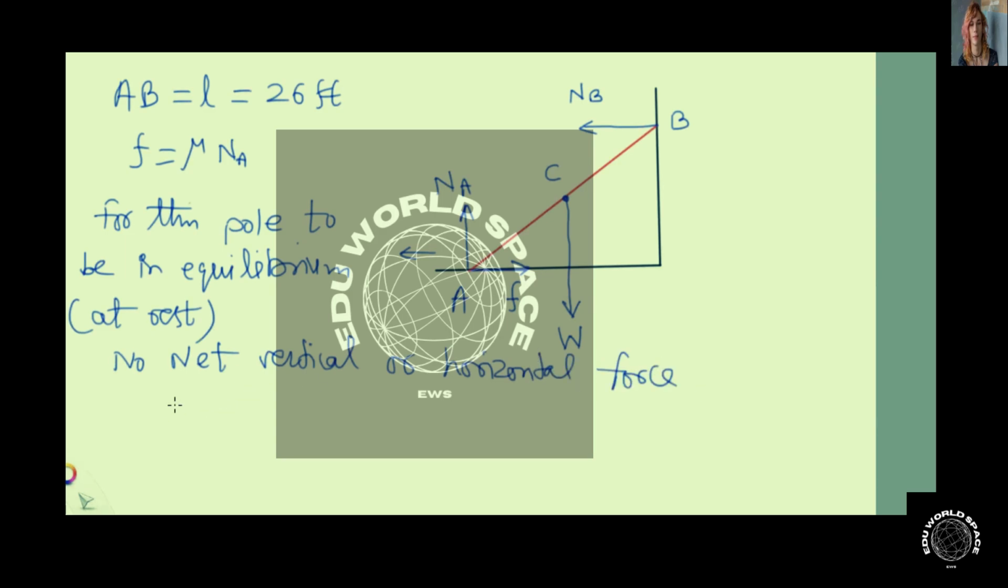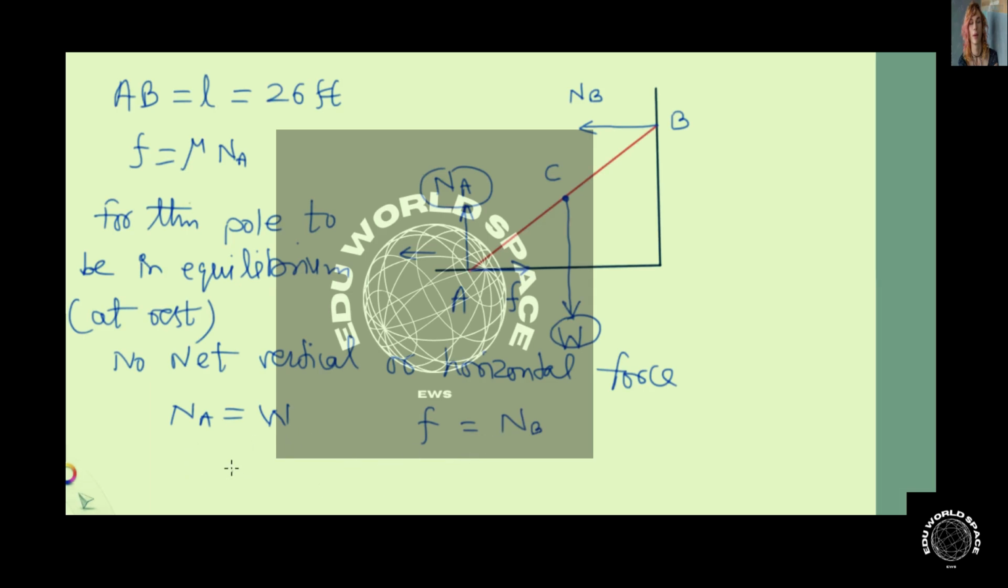Hence, we can say this NA is equal to weight of this pole, because there are only two vertical forces. One is this NA and another is this W. So both of them should be equal and opposite. Similarly, in order to balance the horizontal motion, this F, the force of friction, should be equal to NB.